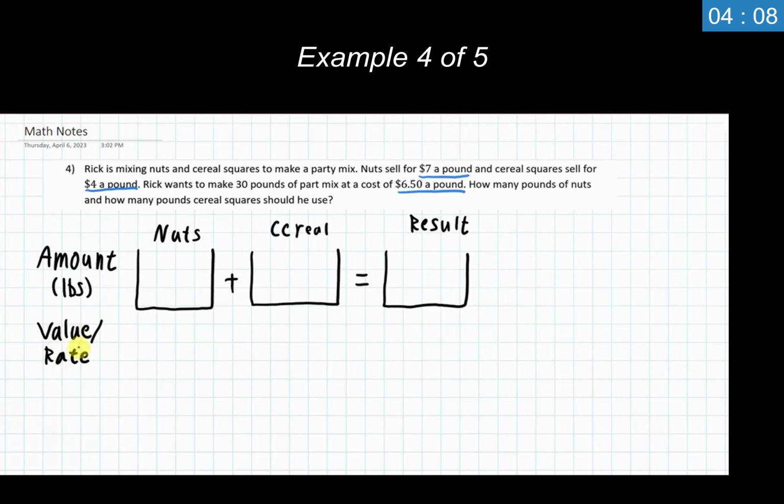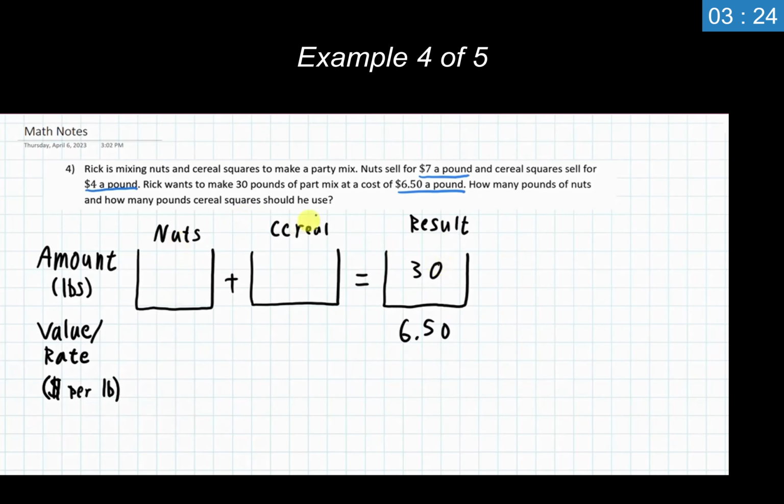So what unit are we going to put in here? This is going to be dollars per pound. You can actually just do it like that. Dollars per pound. A bit of a shorthand, but that's still important because our value is a rate based on the number of pounds that we have. So now we can start filling these things in. Let's go with our value and our rate. We want the resulting thing to be $6.50 a pound. So our rate is $6.50. Our resulting amount is going to be 30 pounds.